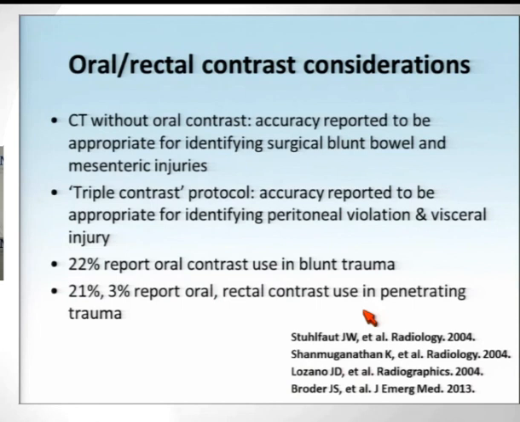A recent survey that I thought was interesting, it's the last reference here on the slide: about a quarter of academic ERs that were surveyed, and this was a fairly large survey, about 150 academic centers, use oral contrast in blunt trauma. Not particularly surprising. What's more surprising to me is the relatively low use of oral and really low use of rectal contrast in the penetrating trauma population. There's no evidence to support the absence of those agents in the penetrating trauma population, and some pretty good evidence to support its use.